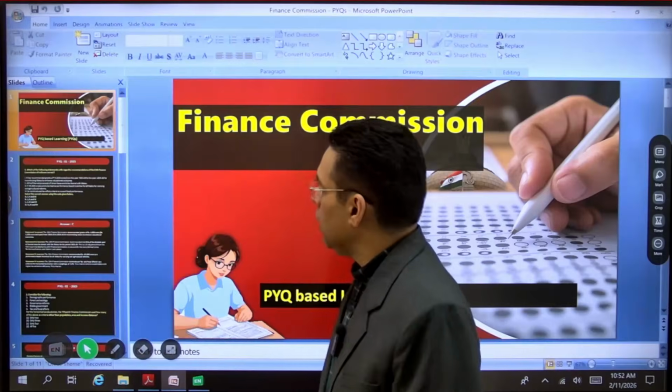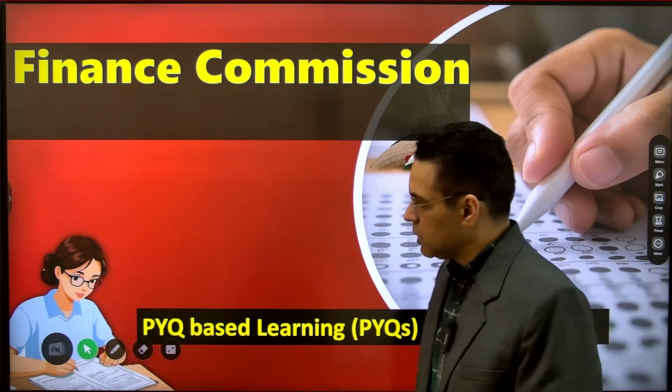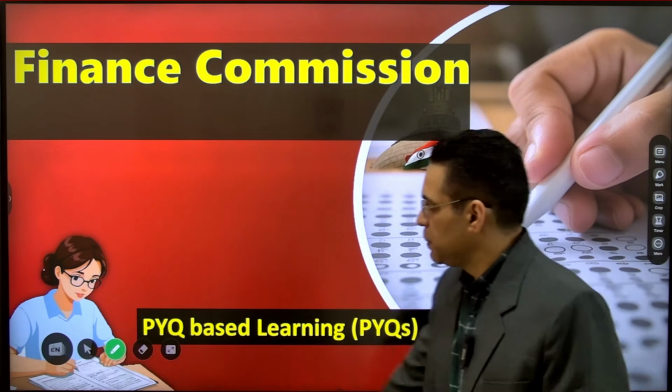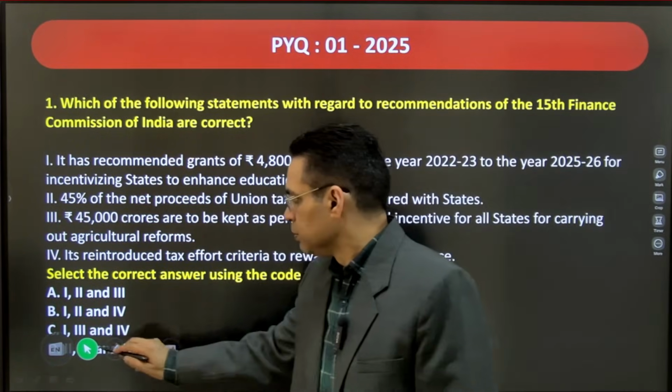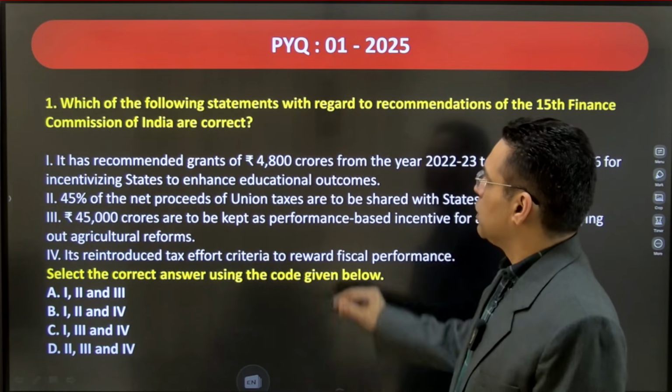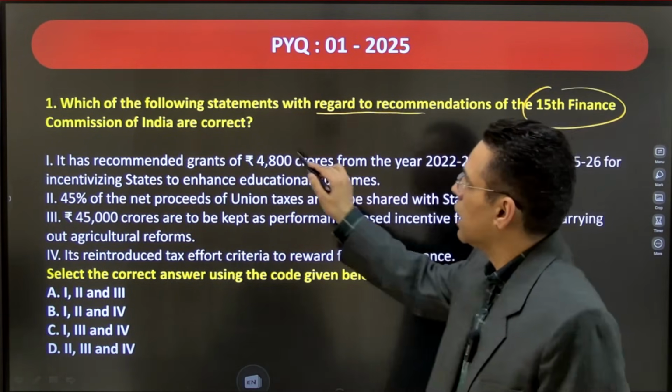Now coming to the PYQs. In the next 5 minutes, there are 4 PYQs that I'm going to discuss here. So first PYQ, let's understand. Question number 1. This question came last year, 2025. Now look at this question. Which of the following statements with regard to recommendations of the 15th Finance Commission are correct?